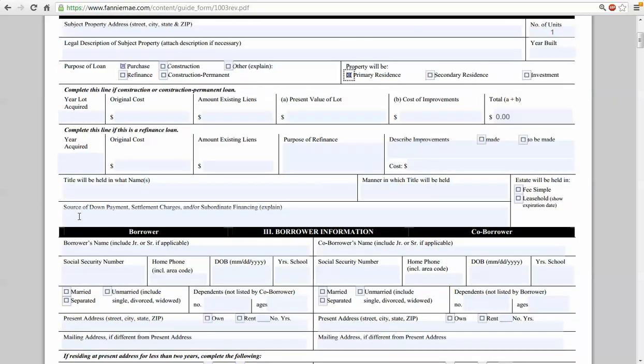And in terms of a purchase, this is where you'll detail the source of your down payment. If we're going to put $100,000 down on this property, we need to tell the lender where it's coming from. If it's coming from our savings account, from our 401k, if we're borrowing it from a family member, or if it's being given to us by a family member. They just want to know where that down payment is coming from.